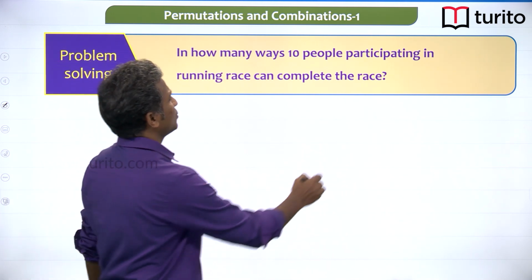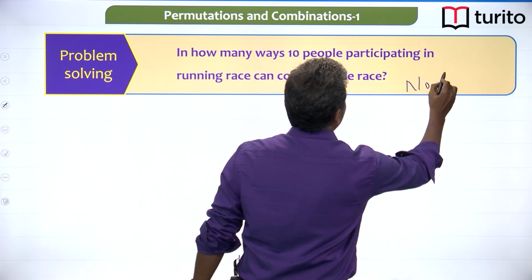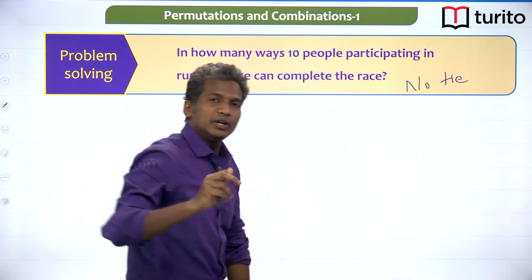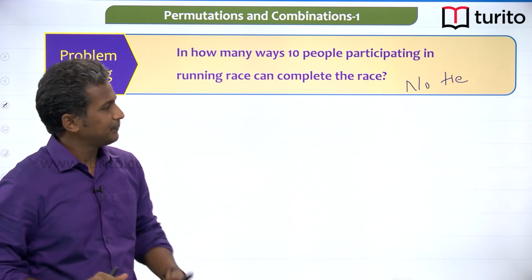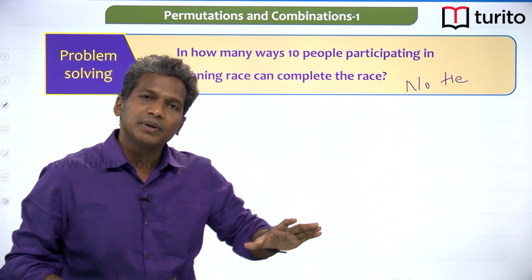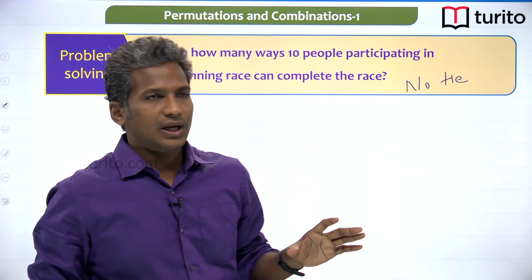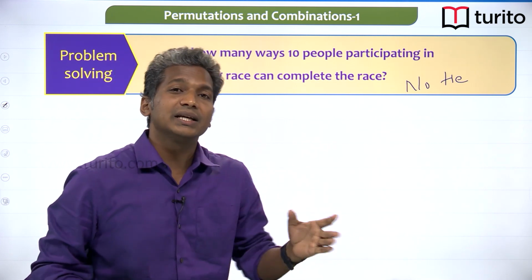Okay. So, there is no tie, that means two people will not tie for the same position. So, that means all 10 people will have different positions. In how many ways will they finish the running race?